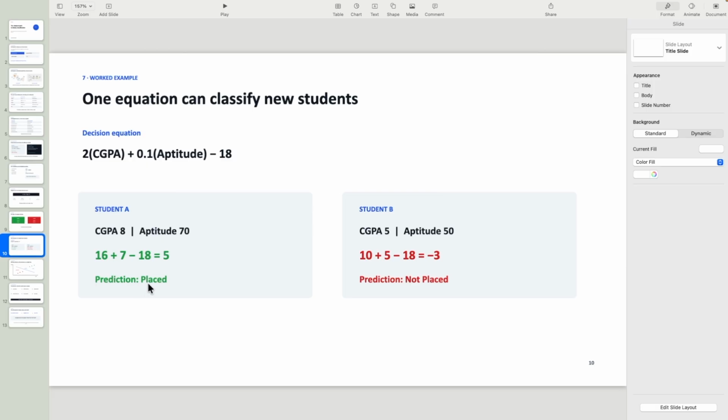Successfully placed. Another is student B, where the CGPA is 5 and the aptitude is 50. CGPA 5, our first feature, is multiplied by 2. Then we sum it with the second feature and its weight. The weight is 0.1 and the value is 50, giving 5. Then we subtract our bias value 18. The result is minus 3, which is less than 0. So not placed.